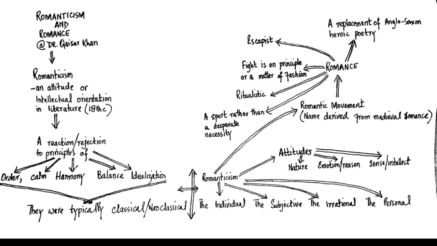For the sake of understanding of romanticism, we needed to have a discussion on neoclassical or classical approach to literature. And there we noticed that the classical people were more often rationally motivated toward literature. They said that literature should follow orders. There should be calm, harmony, balance, and idealization, and all these things should be there as characteristic features of literary writings. Then came the Romantics, and they said that no, this is not appropriate.